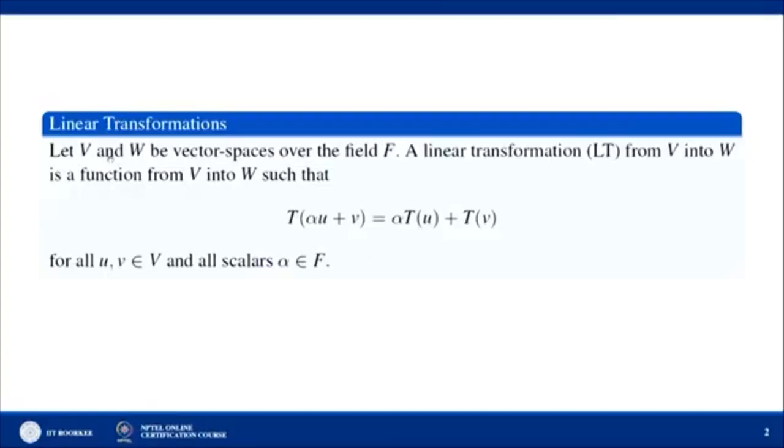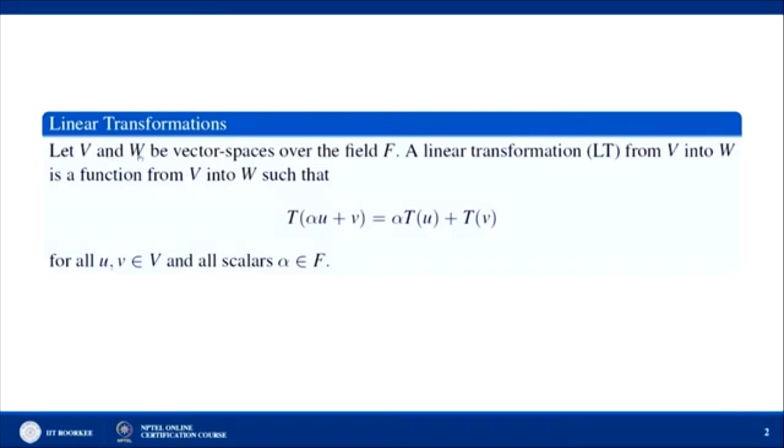In the last few lectures we have seen what vector spaces and subspaces are and what their basic properties are. We have also studied basis and dimension of vector spaces and subspaces. Now this lecture deals with linear transformation, what a linear transformation is and how we can find a linear transformation from V to W. So let us see what a linear transformation is.